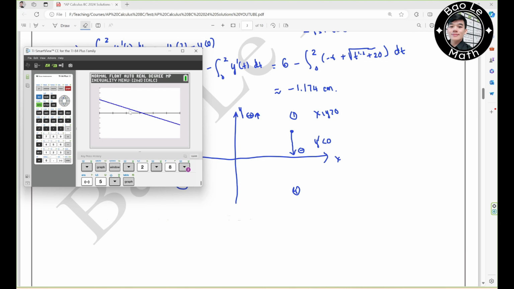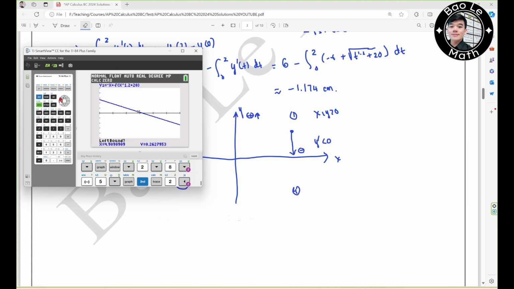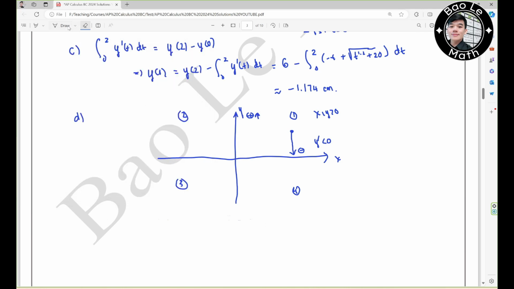Now you need to find the intersection between the graph and the s-axis, which is the 0. So you're going to hit second trace. Hit number 2 right here, zero. Now you move your cursor to the left of 0, you hit enter. You move your cursor to the right of 0, you hit enter. Now you move your cursor inside of these two bounds, you hit enter. The answer should be 5.222.